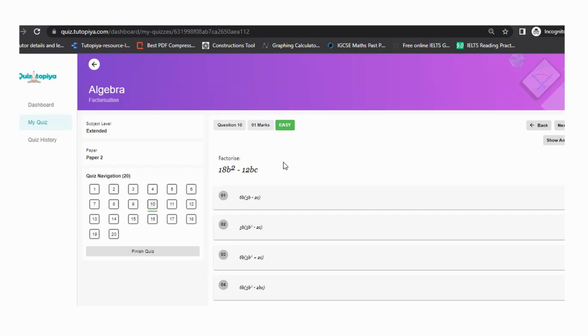6B, 3B minus 2C. That's the first option. Aditi has the first option. Abdurrahman has the first option as the answer. Yes, that's correct. You find the HCF. It's very simple, very straightforward. You get the HCF and then you write the remaining inside the bracket.